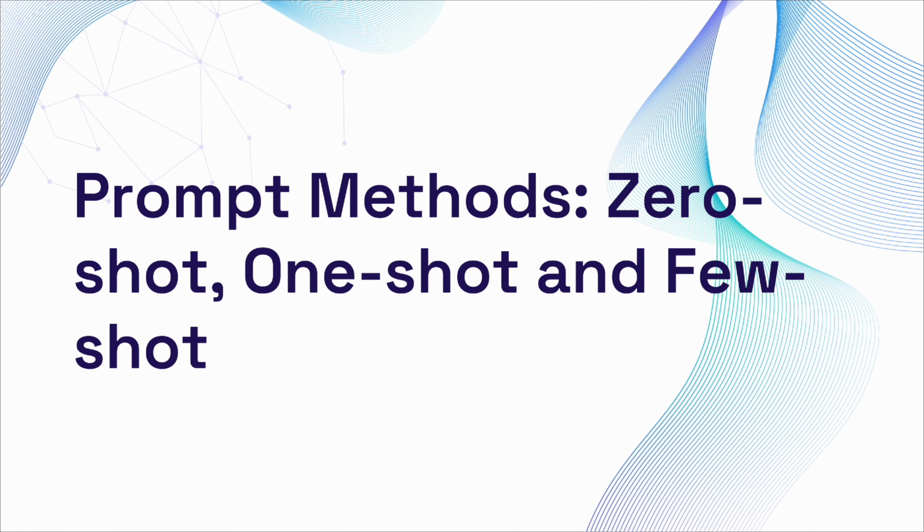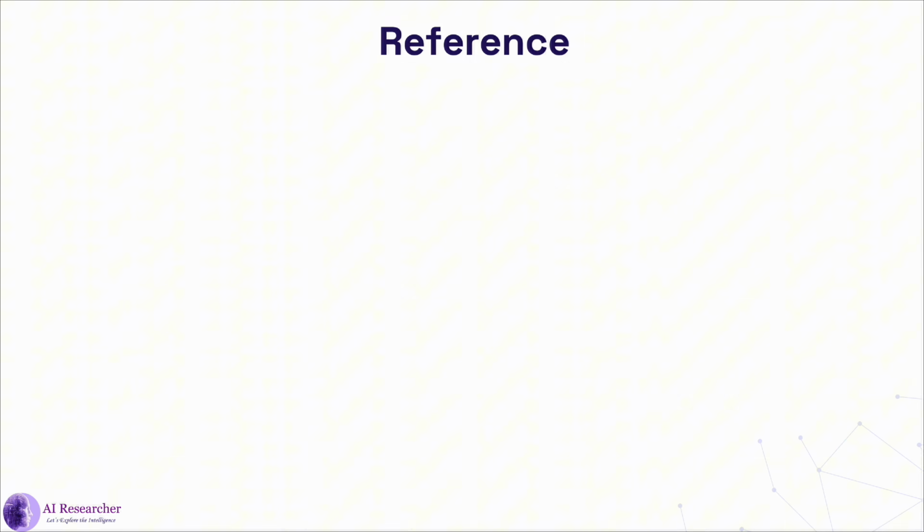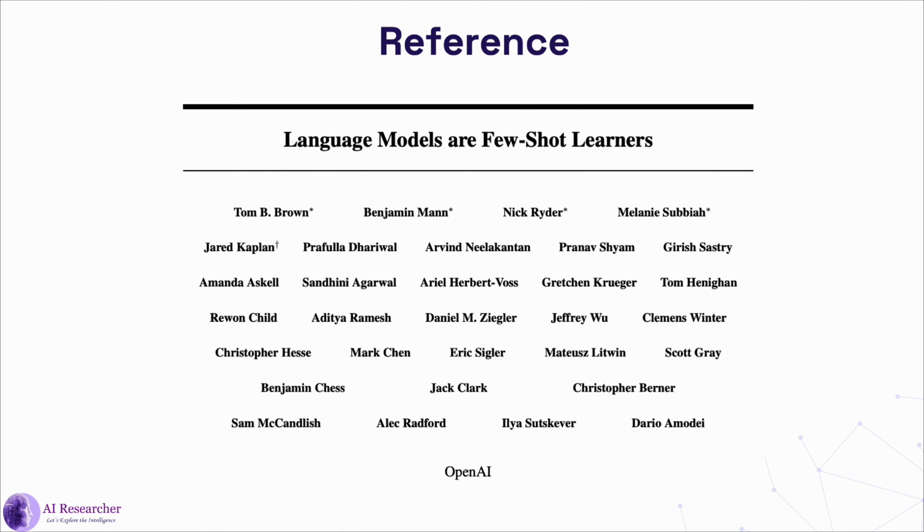So before we start exploring these prompting methods, I just want to give you the reference paper. You can refer to this paper. The paper name is Language Models Are Few Shot Learners. This paper is from OpenAI. If you want to learn more about the methods that I'm explaining in this video, you can refer to this paper because they have explained a bit more in the paper.